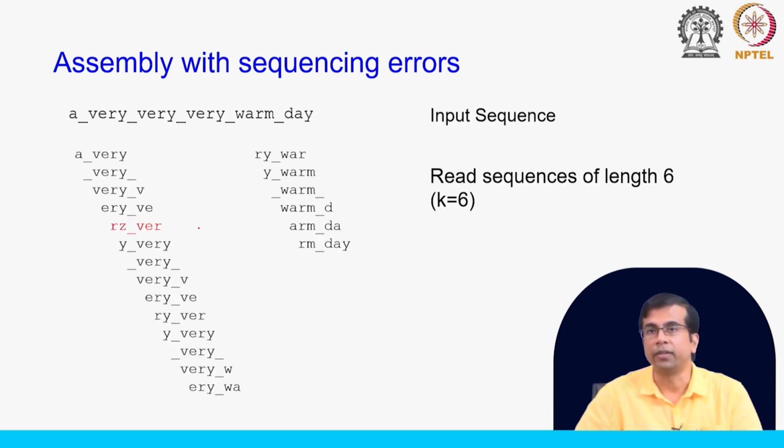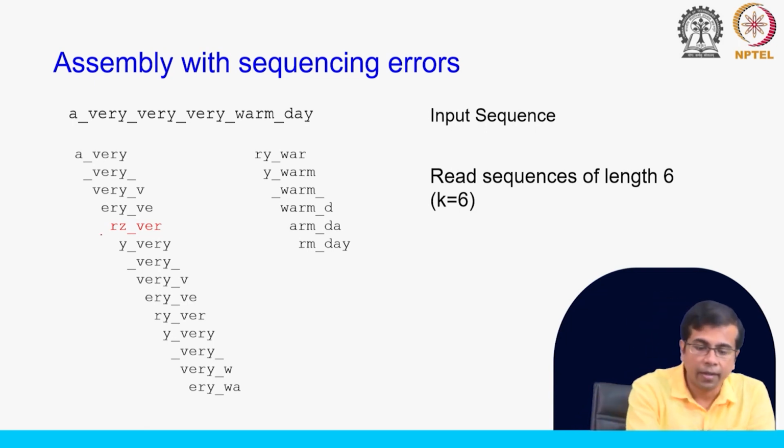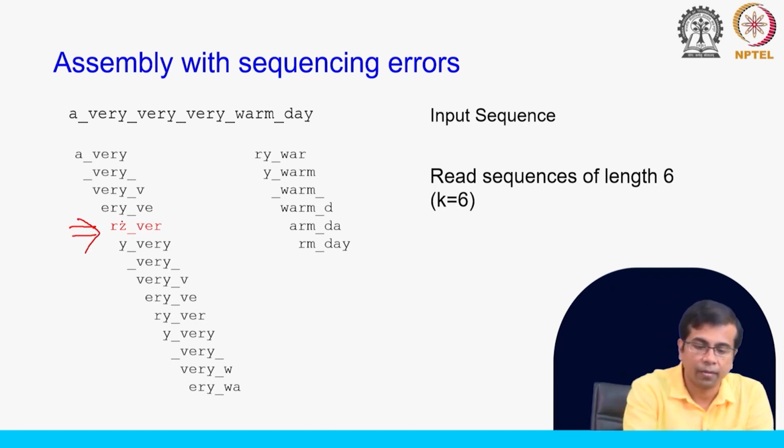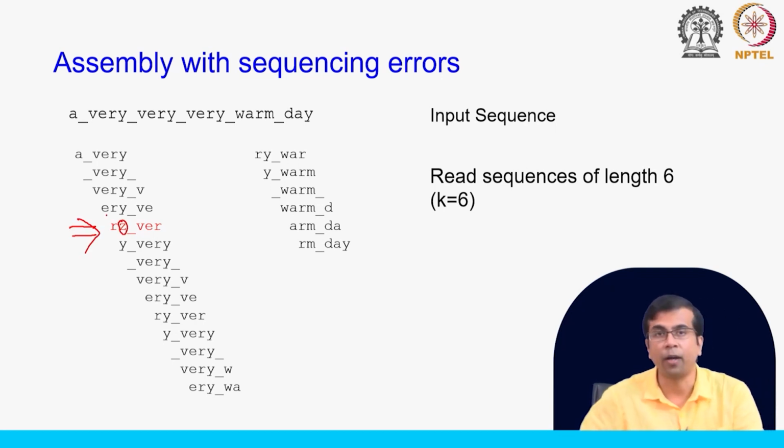So, let us see what happens if we have a sequencing error in one of the reads. For doing that, we have taken the same example with the same reads. For this one read here, I have changed the letter. Instead of R y, I have now made it R z. Okay. So, this is a sequencing error. This Z did not exist in the reference sequence, and we have got a different letter here. So, let us see how this will impact the de Bruijn graph assembly process.